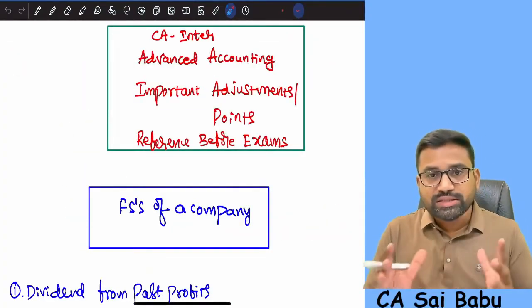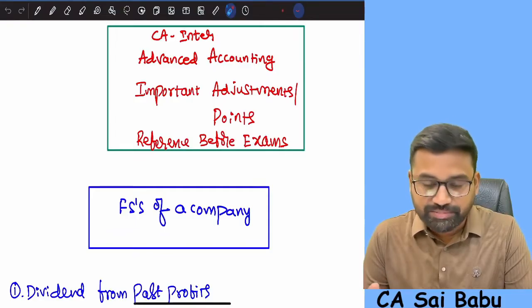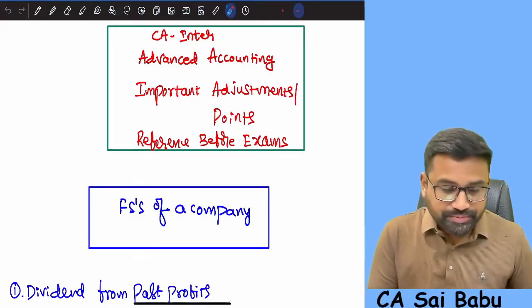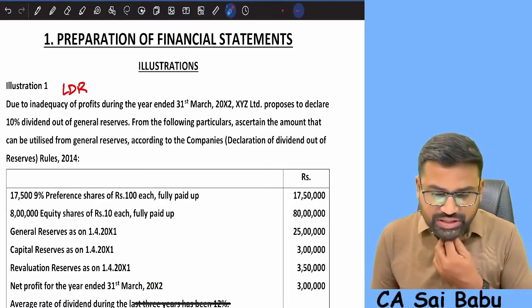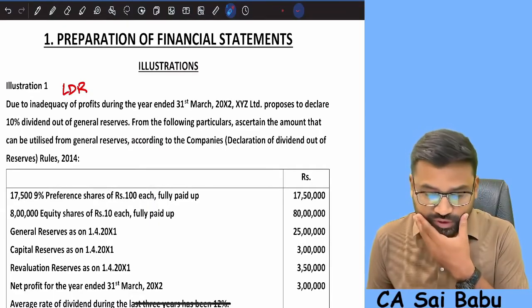Now let us discuss the important adjustments from the financial statements of company chapter, sir. I'm going to explain the important adjustments from problems. Now see first, illustration number 1, sir. Illustration number 1 is about dividend from past profits.